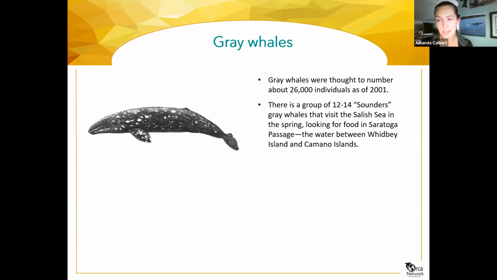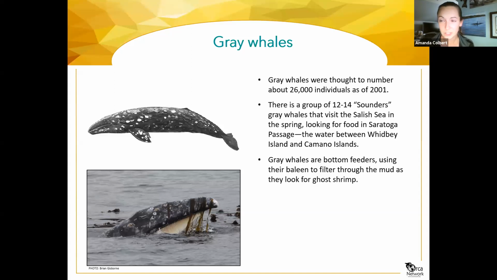And after they make that migration down to warmer water, they don't eat the entire time that they're there. So when they're making their migration back north, a lot of whales are hungry, and a few of them have figured out if they make a pit stop and a little detour into the Salish Sea here, that there's actually some food that they have found in Saratoga Passage, which if you were to look at us on a map, we have Whidbey Island and Camano Island. So it's the body of water that's located between those two islands there.